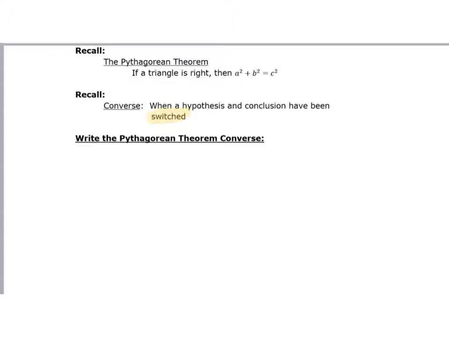So I'm going to take my hypothesis, a triangle is right, and my conclusion, a squared plus b squared equals c squared, and I'm going to switch them. So I'm going to still start with if, but instead of if a triangle is right, I'm going to use my conclusion. If a squared plus b squared equals c squared, then my hypothesis, a triangle is right.